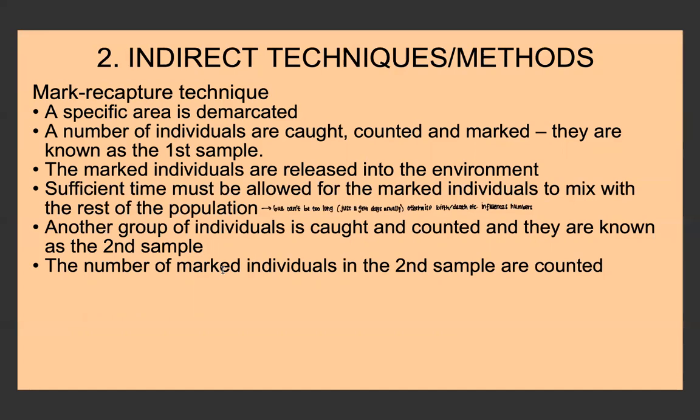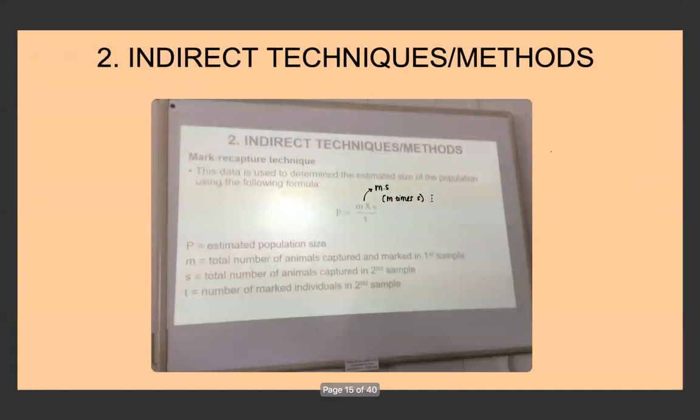After this time, a second group of individuals is caught within the same area. And these individuals are again counted and they're known as the second sample. They're not marked, but within the second sample, you look at how many individuals that have been captured in the second sample have been marked from the first sample. So we know how many of these individuals in the second sample were the ones that we also caught in the first sample. And then you do this calculation.